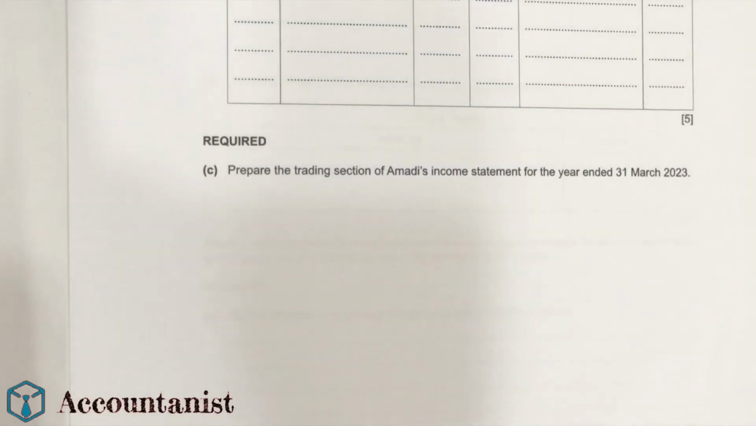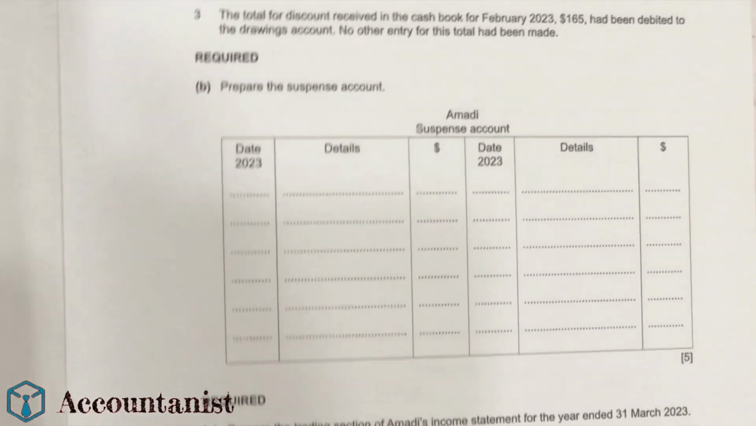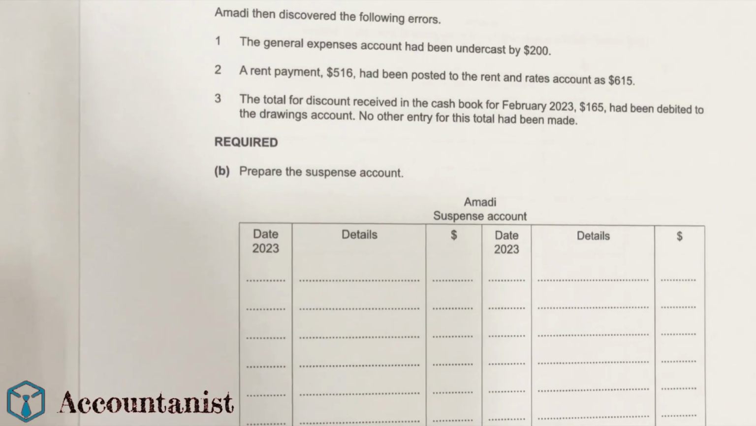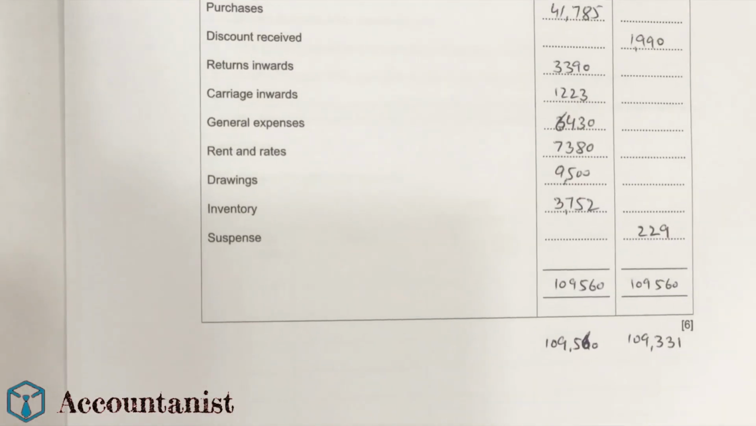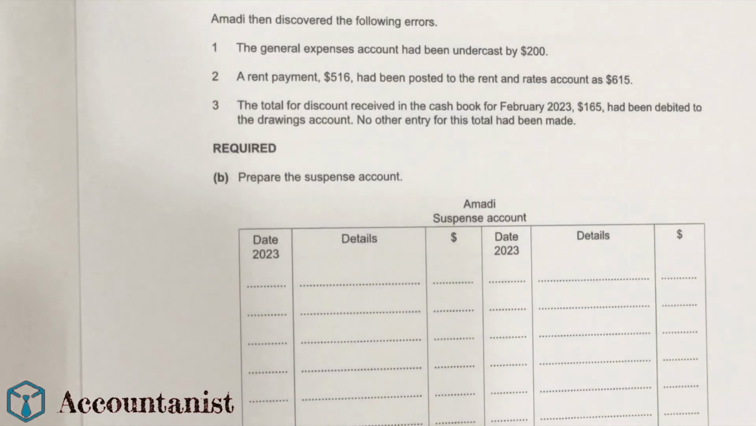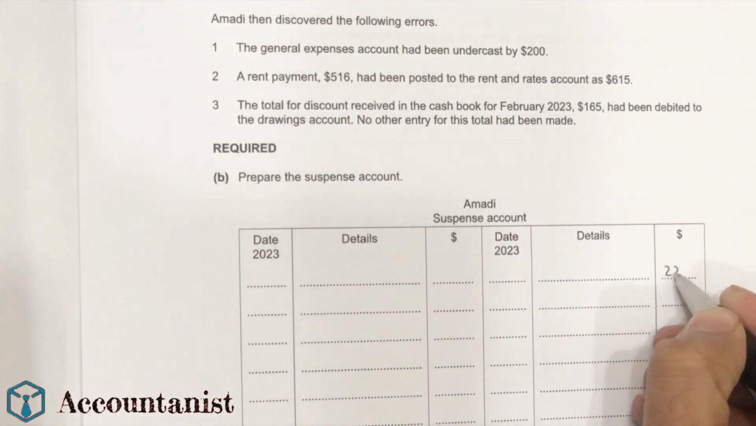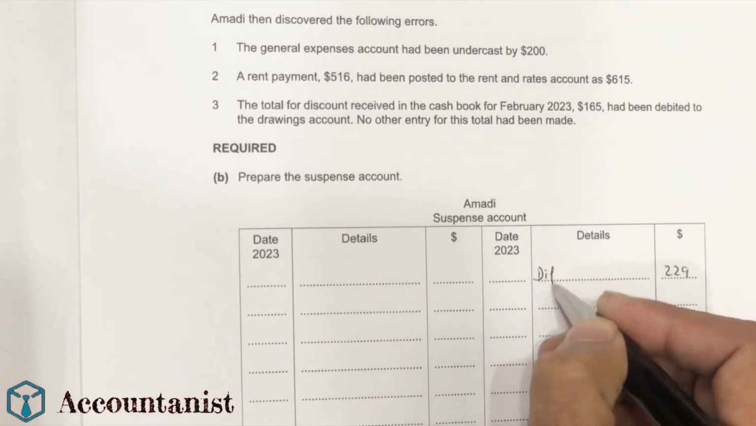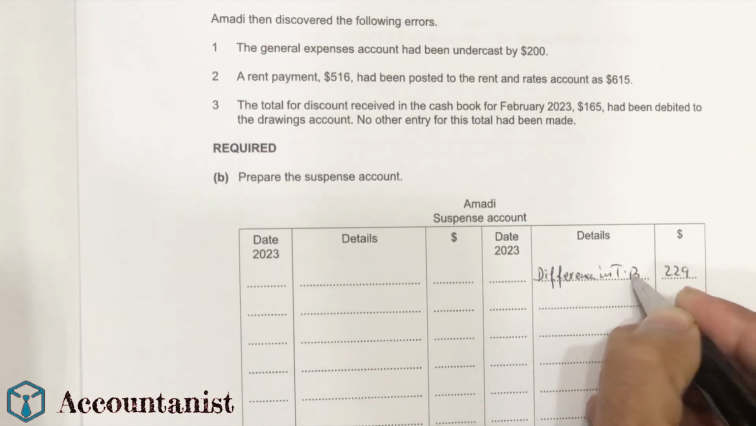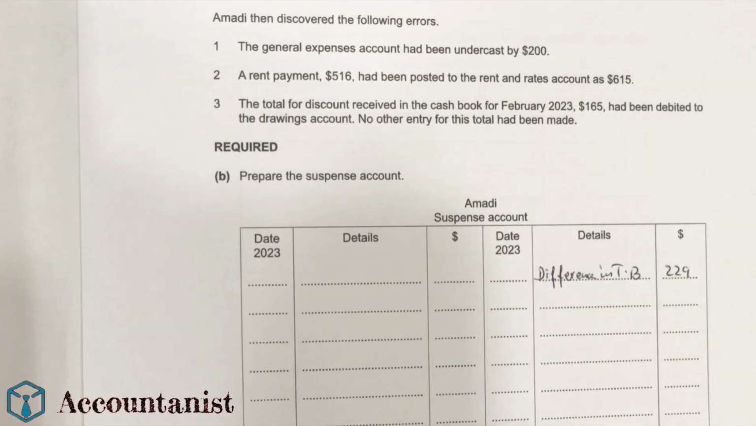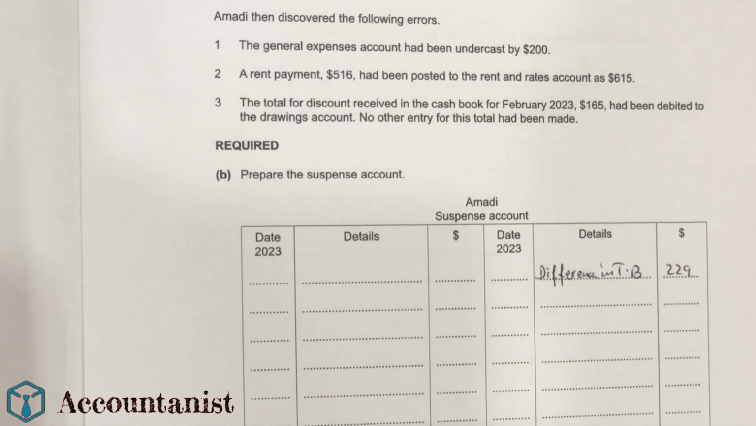Moving on to the next requirement, we have some errors here, and we have to make the suspense account. The suspense account starts with the balance of the difference in the trial balance. We already calculated the difference in the trial balance on the credit side is 229, so I'll write down here 229 on the credit side as difference in trial balance. After correcting the errors above, this T account must be closed.